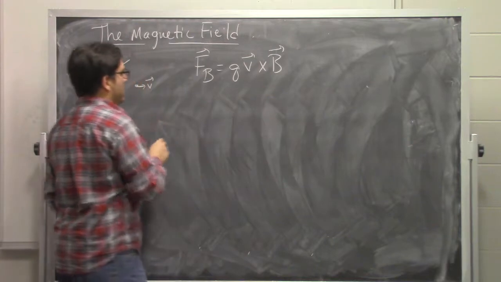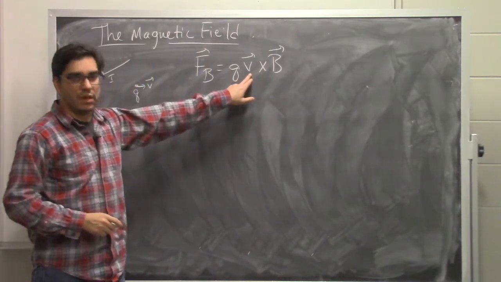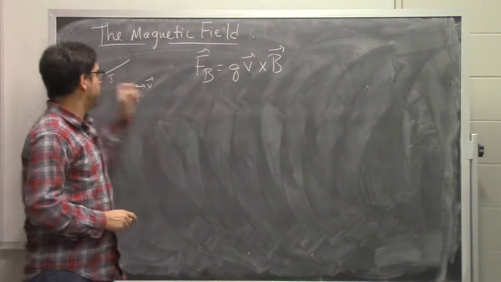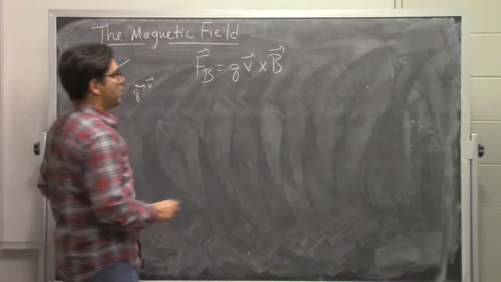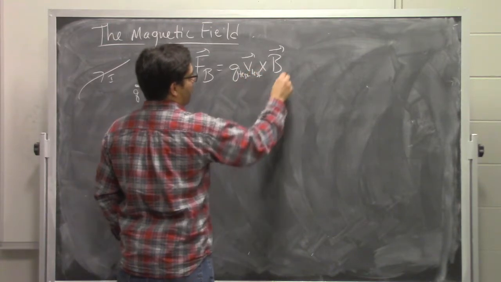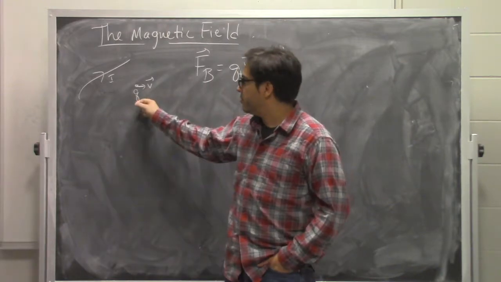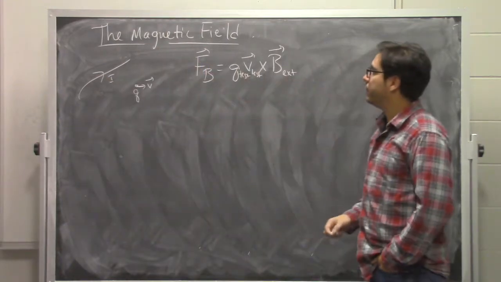namely that this charge here, which we'll call Q, times its velocity, crossed into the magnetic field produced by this guy. So oftentimes what we do is we would refer to this as the test charge and the test velocity, and this is sort of the external magnetic field that is not due to this charge, but rather due to everything else that's around it.